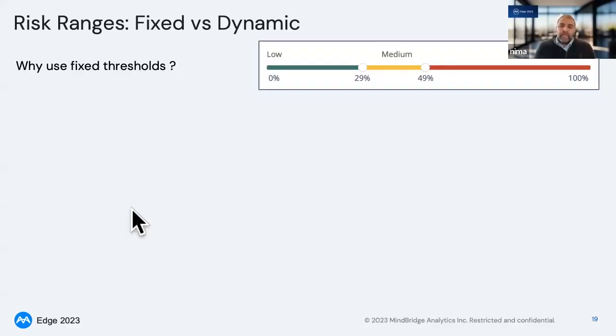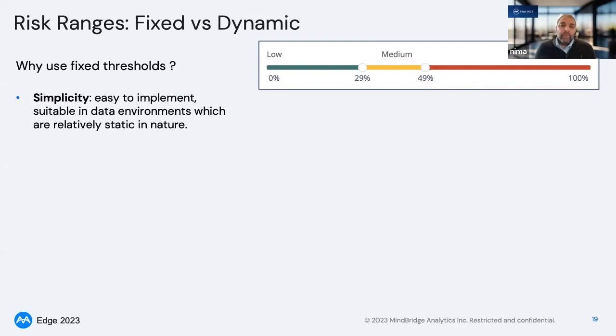Right, so we've seen that the Mindbridge score is on a range of 0 to 100%, and that certain cutoff values or thresholds are used to determine the risk ranges. As we've seen before, the default buckets are 30 and 50%, and so that determines the low, medium, and high risk bucket.